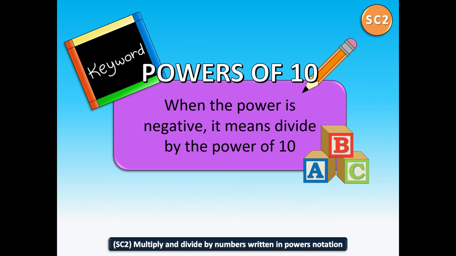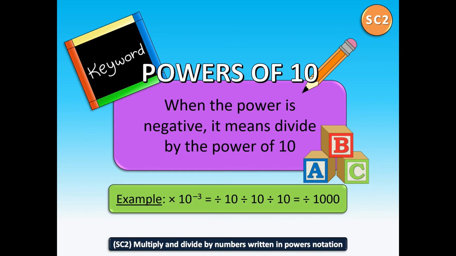When the power is negative, it means we're dividing by the power of 10. So if we times by 10 to the minus 3, that means we're dividing by 10 3 times, which is the same as dividing by 1000, because that has 3 zeros.